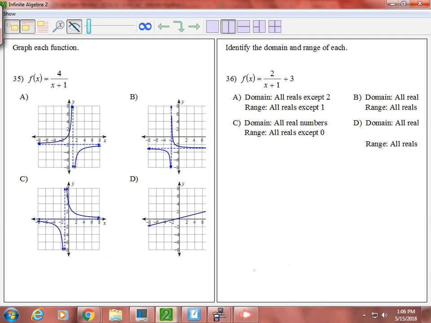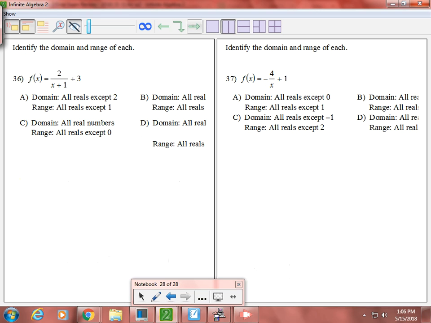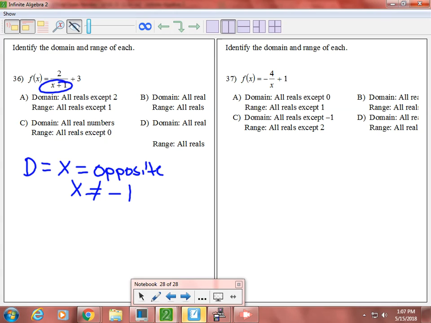Okay, so we're starting this one off with number 36. On this, it's looking at your domain and your range. Your domain has to do with the x, and that's going to be the opposite. So the opposite on this is that x can't be -1. Then your range has to do with the number that's outside, or your y values.